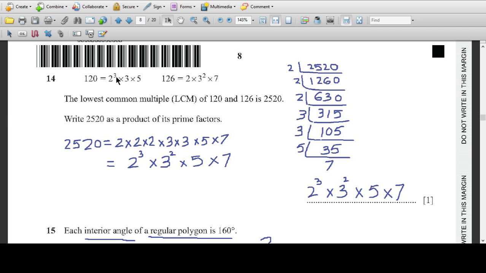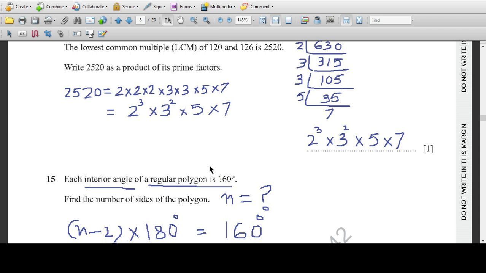So here we can see that 2 power 3 is the highest power of 2 in both the numbers, and 3 power 2 is the highest power of 3 in both the numbers, common. And here we have 5, so only 5, so place 5 here. 7, so 7 is there. So this makes the prime factors.